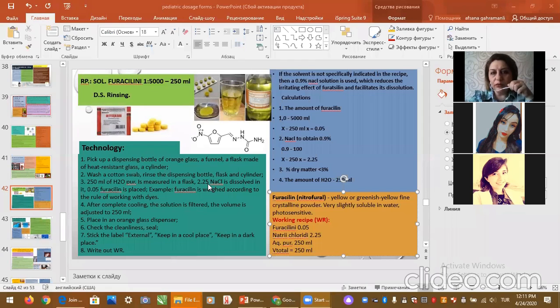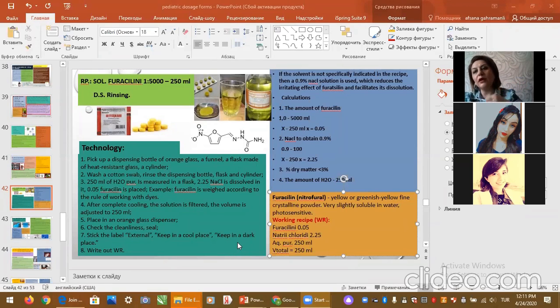2.25 gram sodium chloride is dissolved in it. 0.05 furoselene is placed. Furoselene is weighed according to the rule of working with dyes. After complete cooling, the solution is filtered. The volume is adjusted to 250 milli. Place in an orange glass dispenser. Check in the clean liner, seal visually. Stick the label external. Keep in a cool place. Keep in a dark place.